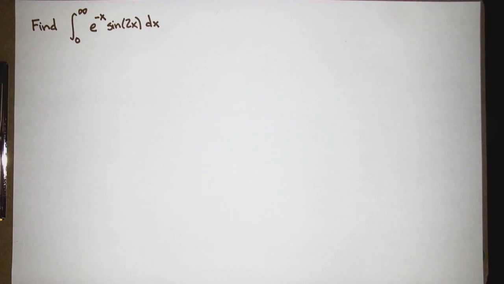Let's start with this problem. Find the integral from 0 to infinity of e to the minus x sine of 2x dx. All right, seems like an innocent enough question.